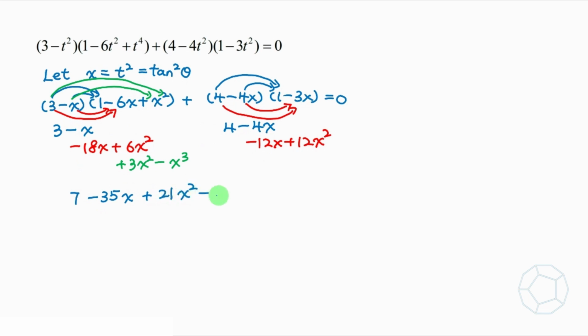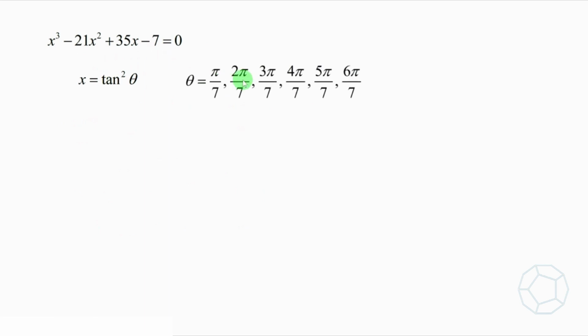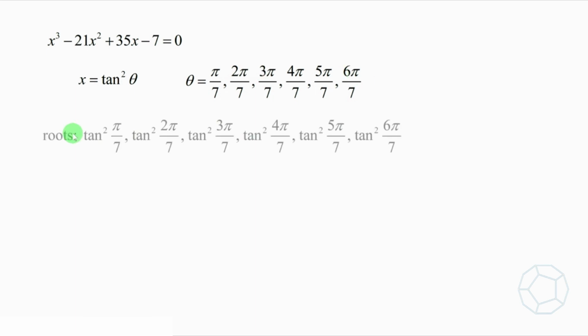x squared minus x cubed equals to 0. Therefore, we get the equation x cubed minus 21x squared plus 35x minus 7 equals to 0. Let's check out the roots of this equation. Because x is tangent squared theta and theta is equal to pi over 7, 2 pi over 7, up to 6 pi over 7, therefore the roots of the equation are tangent squared pi over 7, tangent squared 2 pi over 7, up to tangent squared 6 pi over 7.